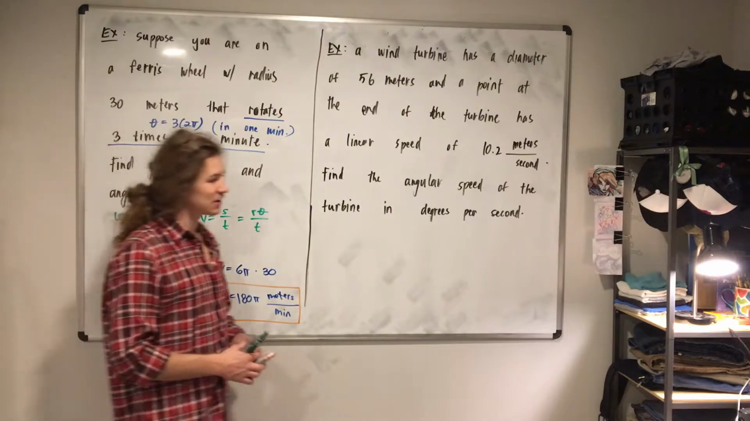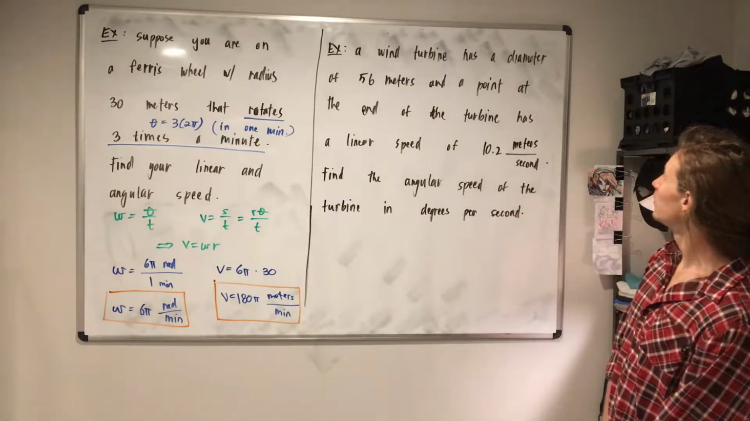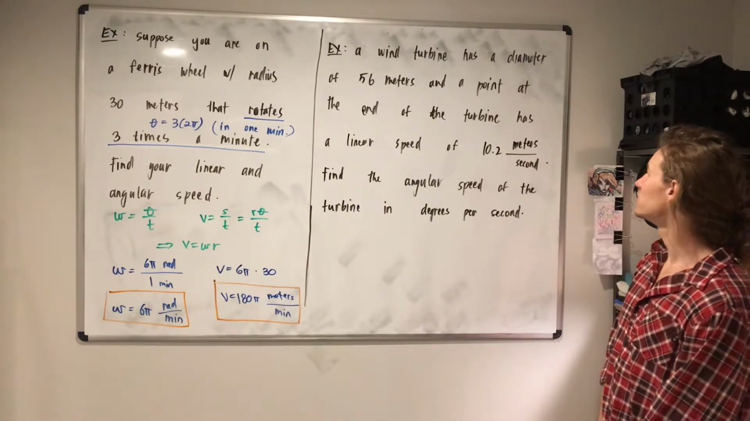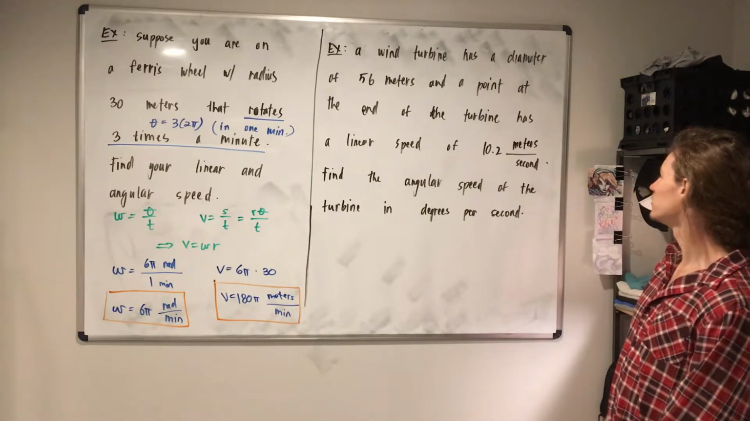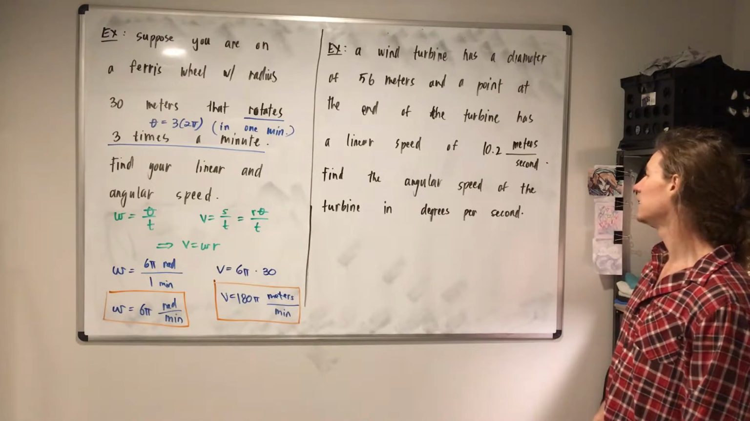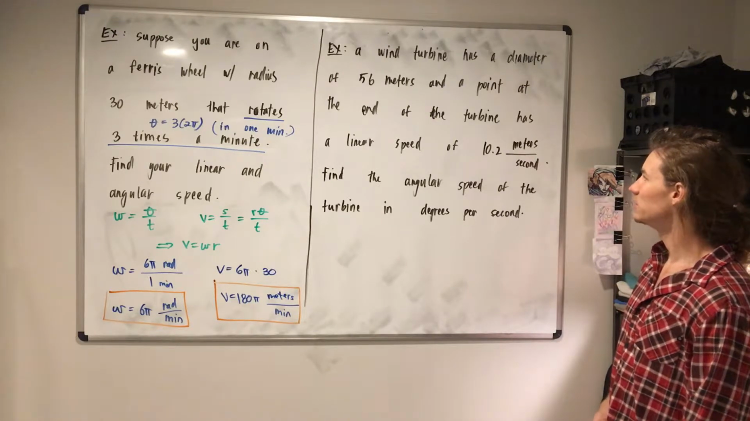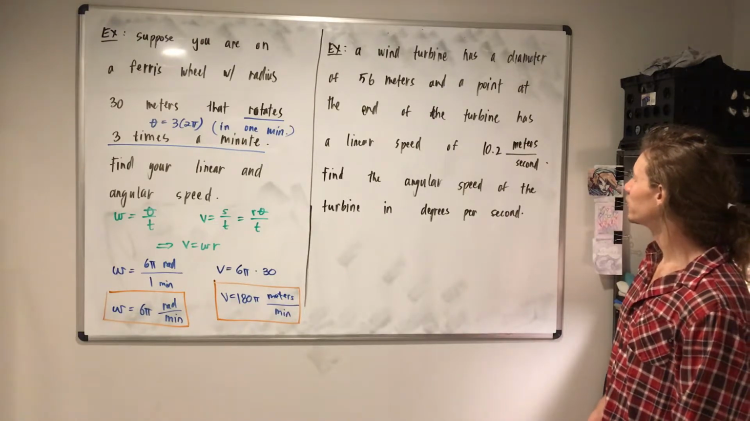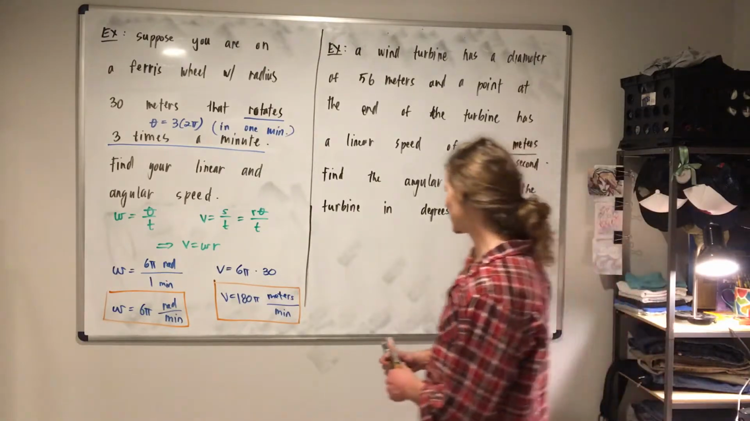Let's go ahead and look at the second problem we want to work with, where we consider a wind turbine with diameter of 56 meters, and a point at the end of the turbine has a linear speed of 10.2 meters per second. Find the angular speed of the turbine in degrees per second. So how will we do this? Well, maybe we can draw a diagram to help us figure out exactly what's happening here.